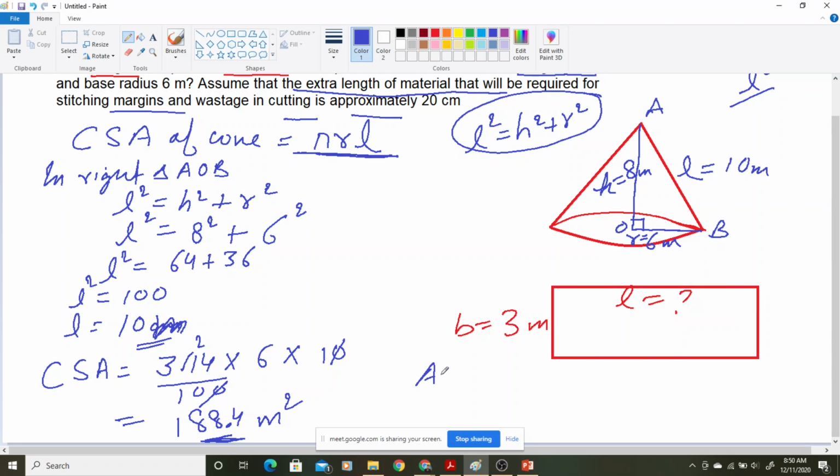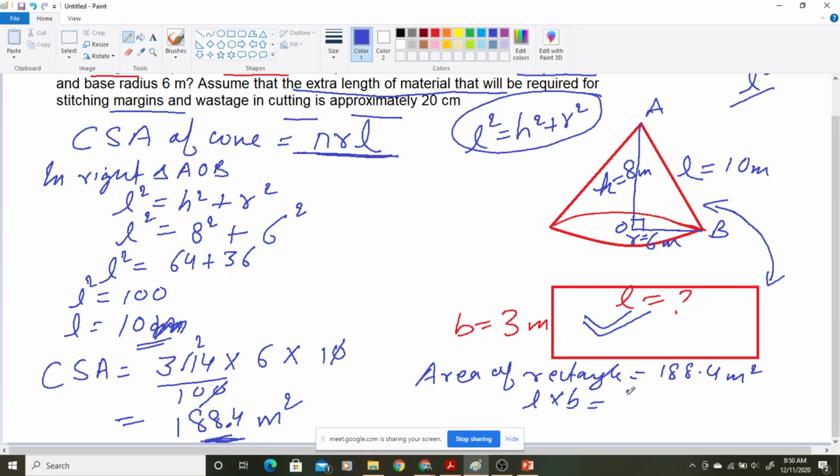So can I say the area of the rectangle is also the same? Area of the rectangle is also 188.4 meter square, because this is the only cloth. यही cloth use करके मैंने ये बनाया था. So whatever area this cloth has in the shape of a rectangle, the same area it will have in the shape of a cone also. So what formula do we have to use for the area of a rectangle? Is it length into breadth equals 188.4?